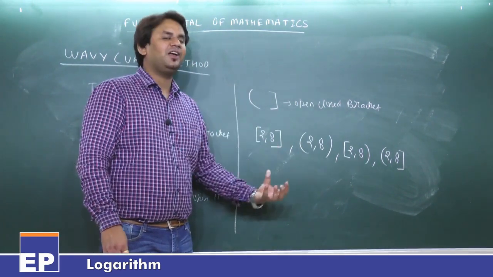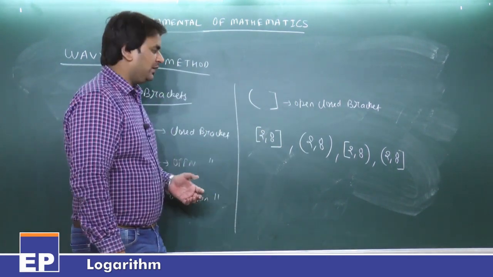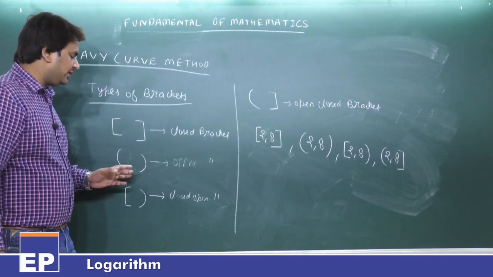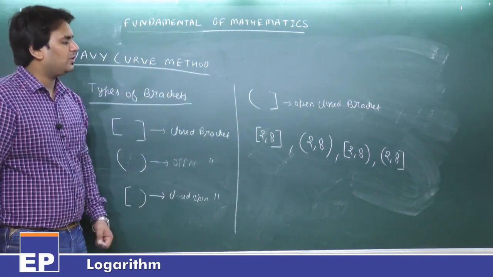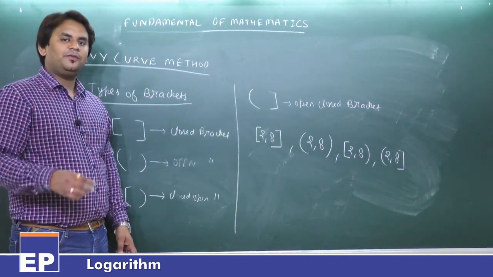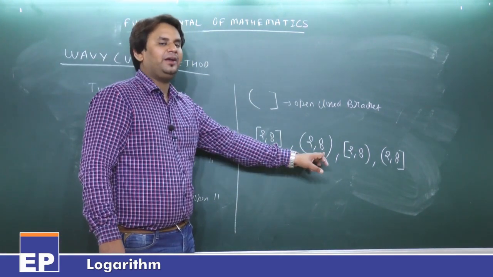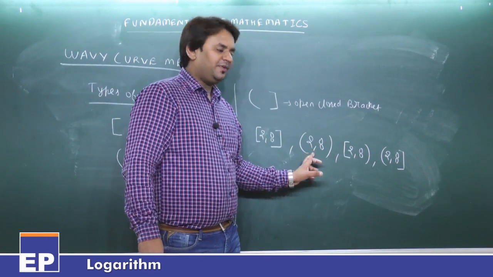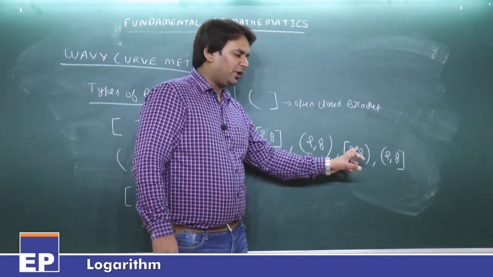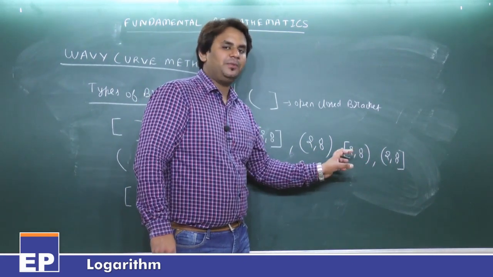So these are the significance of the brackets that you have to remember. These are close bracket, these are open bracket, this is close open, and this is open close bracket. Close bracket means you have to include all the boundary points. Open bracket means you can't include 2 and 8. You can take all the values lying between them. You can take 2, you cannot take 8, but you can take all the values lying between 2 to 8.